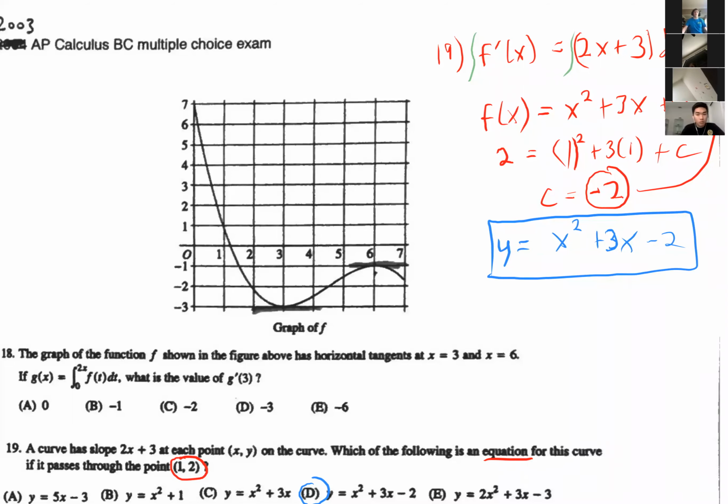Is that okay? Out of curiosity, why wouldn't you put 2x plus 3 equals 2 minus y over 1 minus x and then try to solve? Because you only have 1 point. If you had 2 points and you knew the slope, then you could find y2 minus y1 over x2 minus x1 and set it equal to that. But here they only give you 1 point. Okay, thank you.